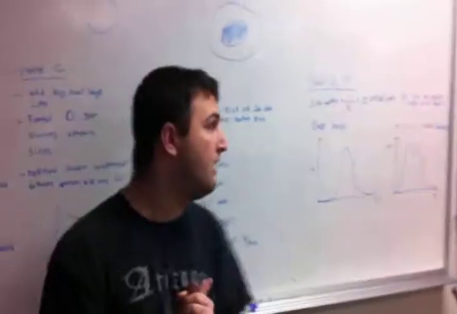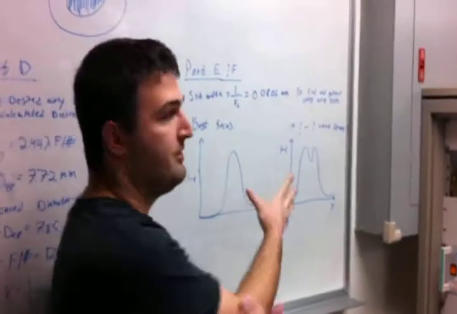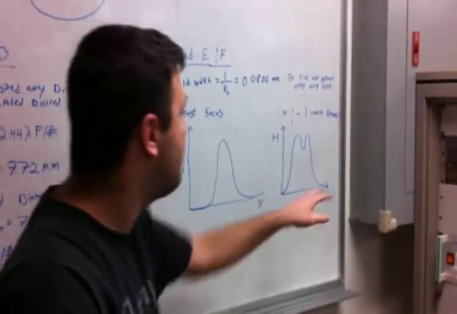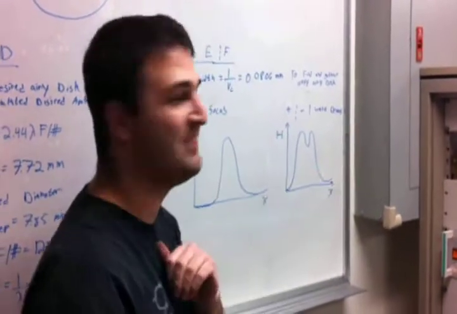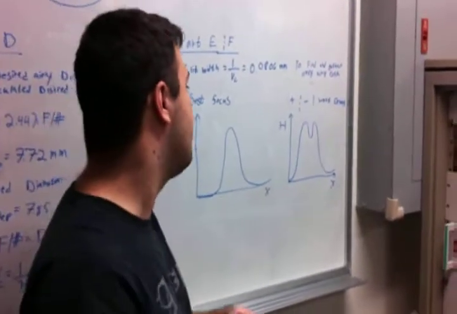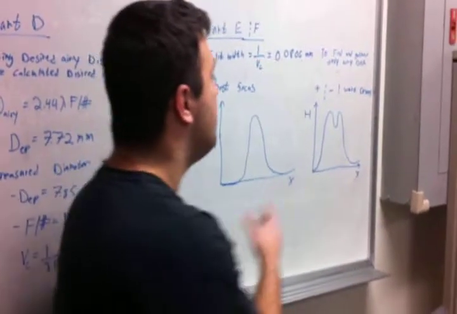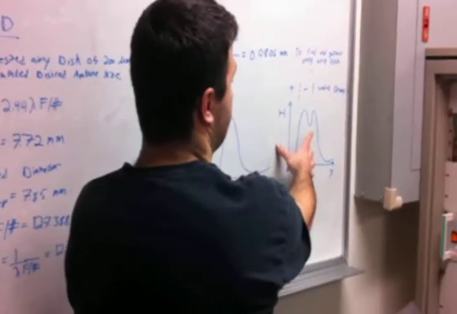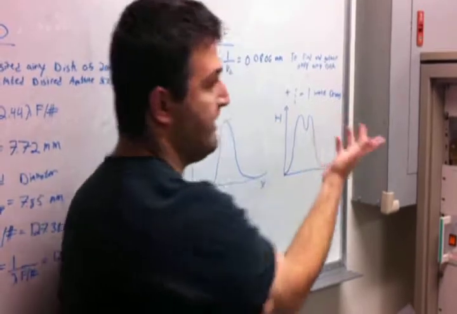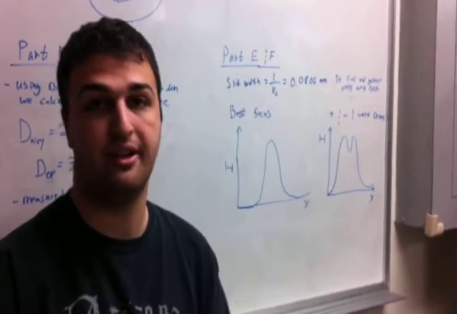Thank you. Okay, so what we expected to see was a Gaussian profile at best focus, and sort of this shape at the plus and -1 defocuses. Because best focus is just the normal Gaussian profile, but at plus and -1 defocus we're going to have a dip because we have a dark spot in the center.